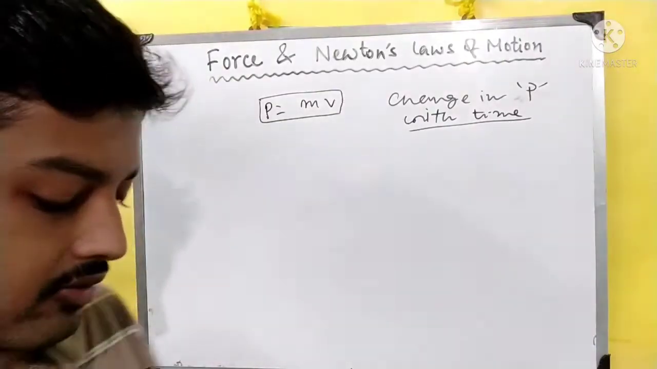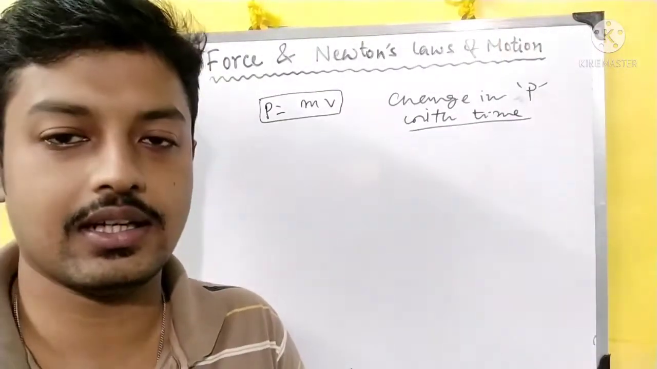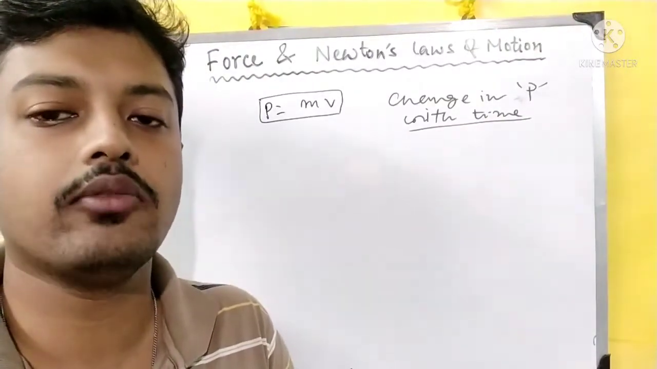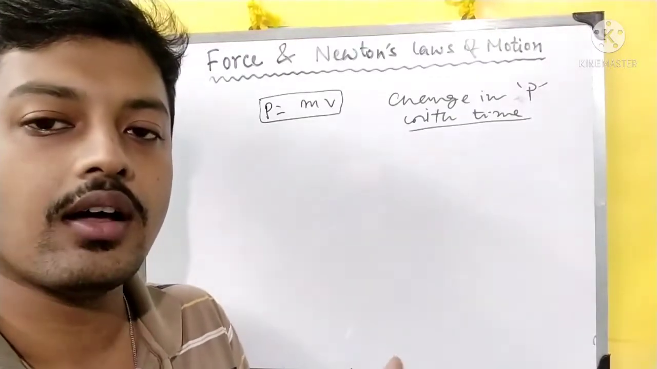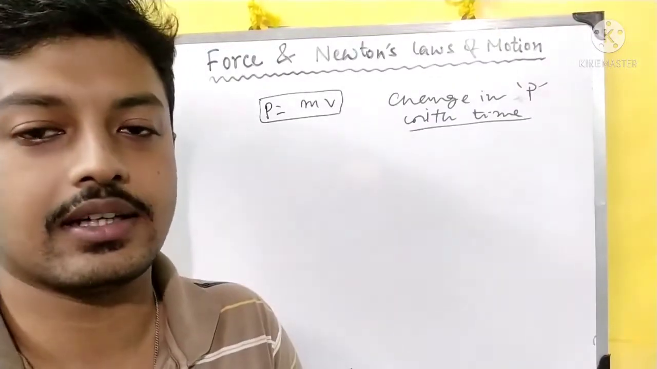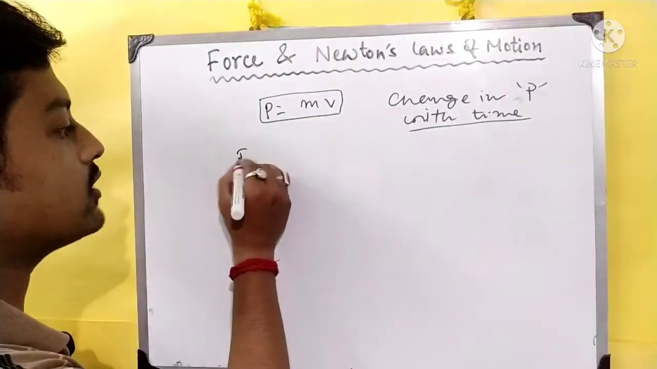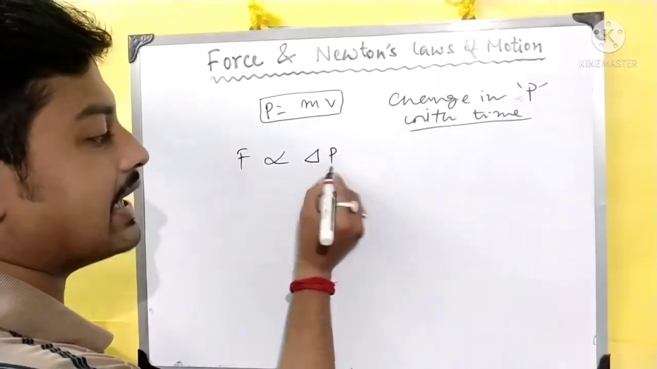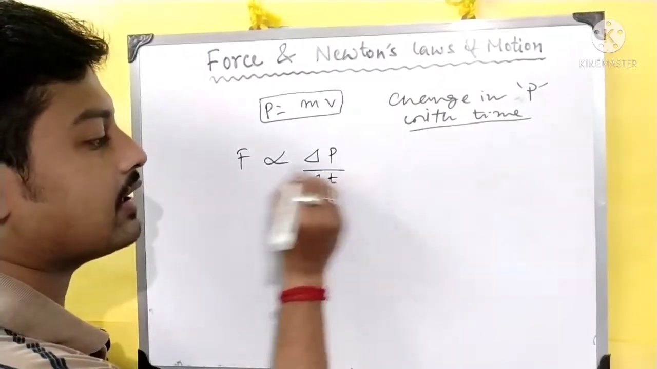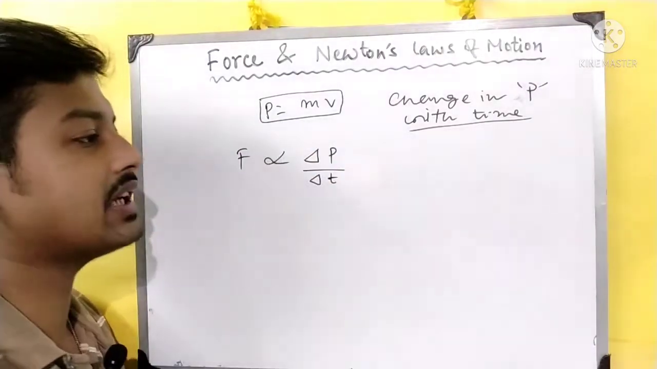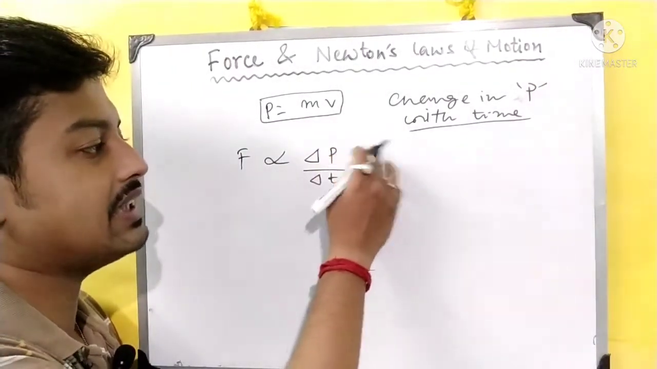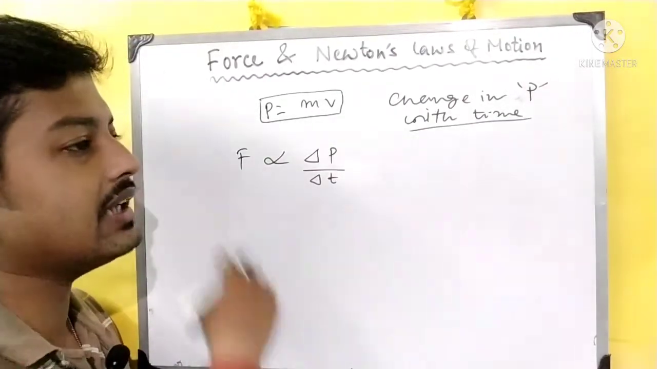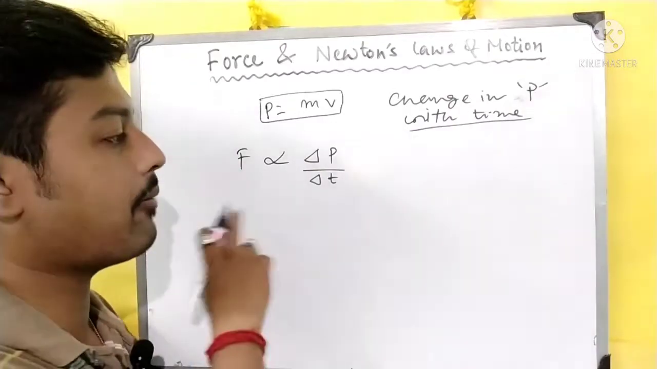It says that whenever a force is applied externally to a body, its rate of change of momentum will be proportional to the amount of force applied. If you apply any force, it will be proportional to the rate of change of momentum, that is delta p by delta t. Delta p is the change in momentum, delta t is the change in time, and this momentum change will be in the direction of the applied force.